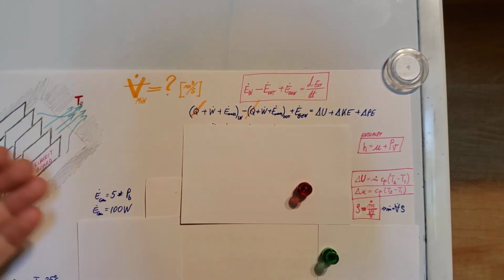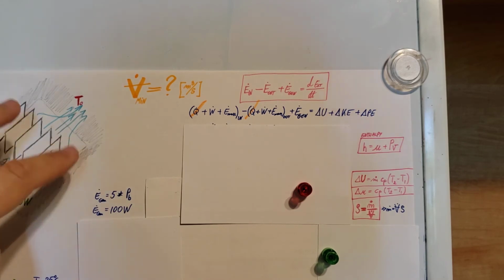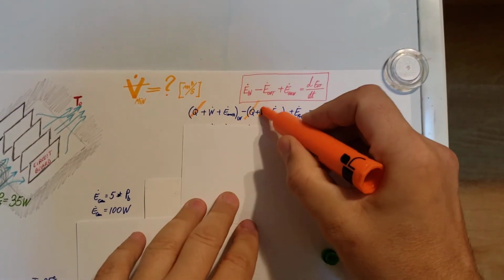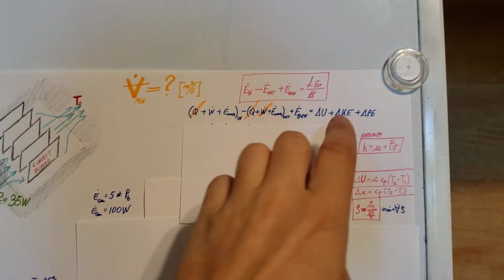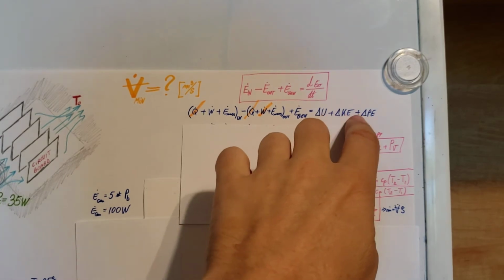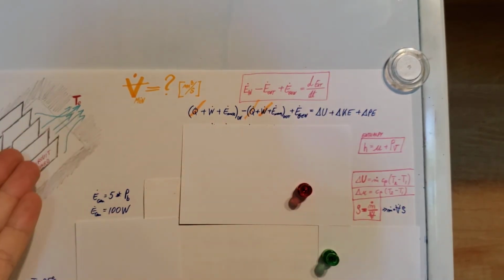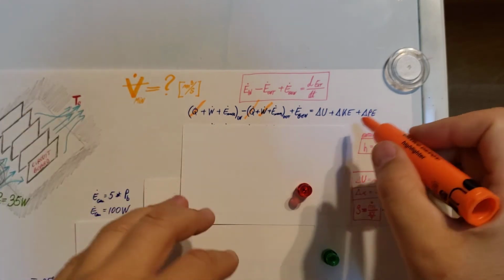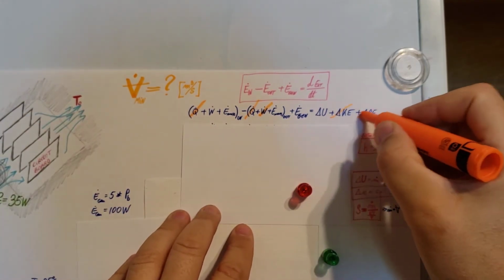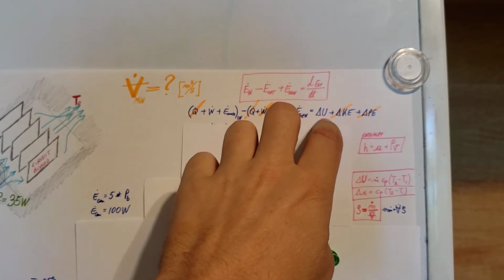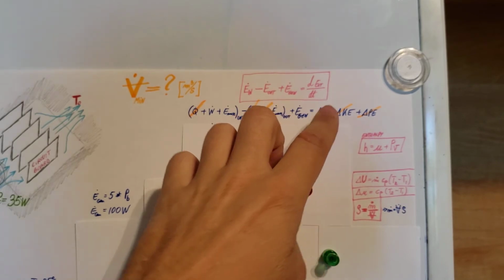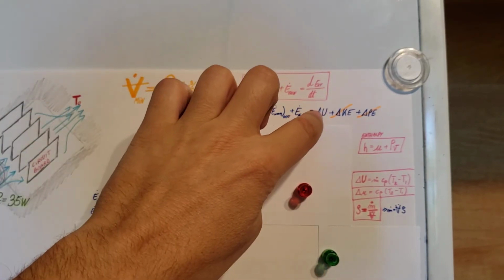Now, do we have any work out from this system? We do not, so we can cross it out. Now on this side, what kind of changes do we have? Is there any kinetic or potential energy changes? No. We are only changing our temperature, right? So that is internal energy.